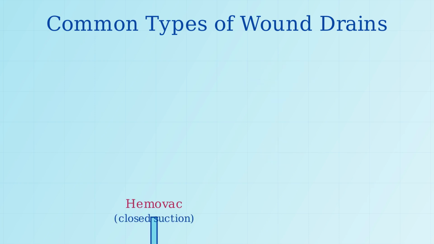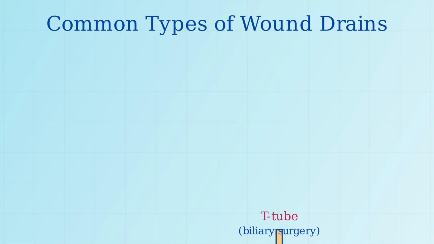Hemovac drains are another type of closed suction system, featuring a larger collection chamber for greater capacity. T-tubes are specialized drains primarily used in biliary surgery to maintain bile flow during healing. Let's compare these drain types based on their key characteristics.